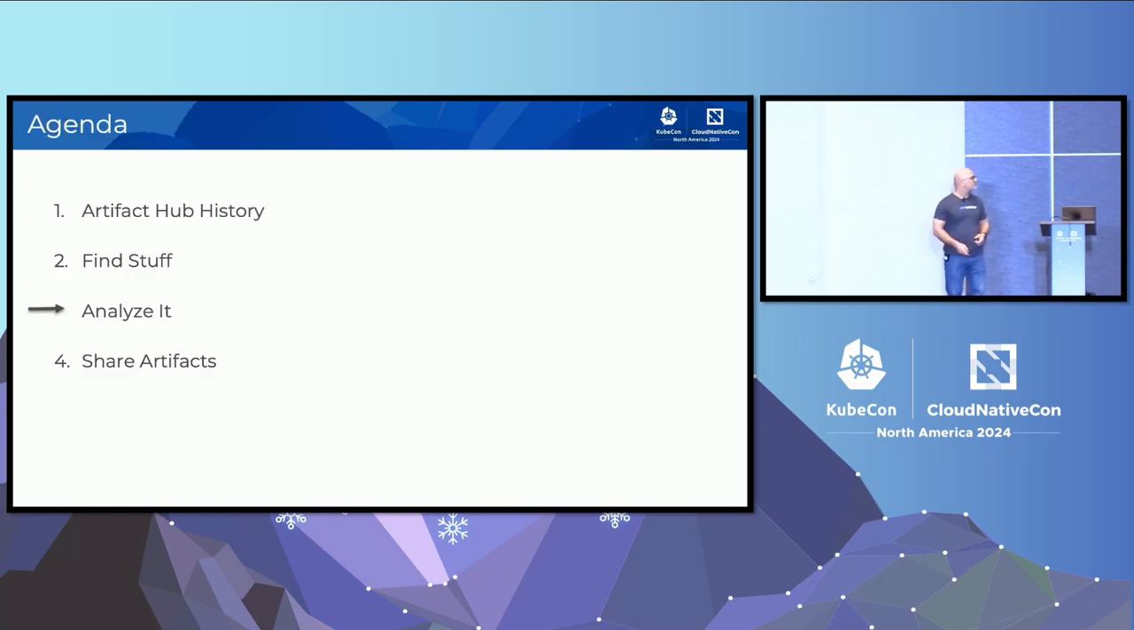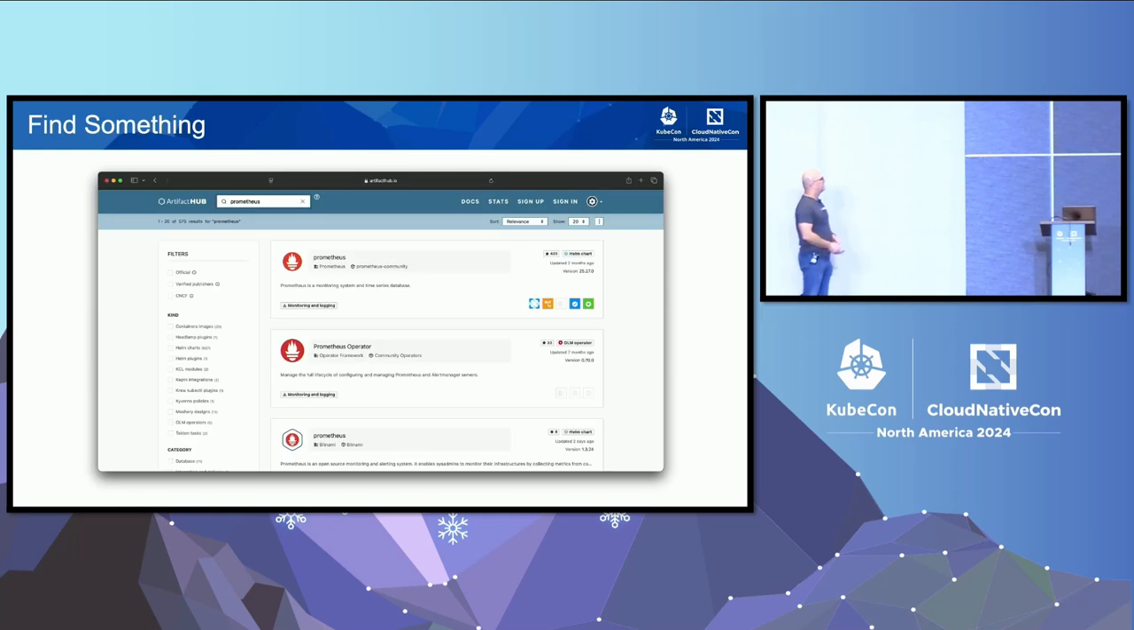All right. So let's look at analyzing it, because I think this is one of the powerful things about Artifact Hub. You've got these things you've discovered. How do you know? You've got five different ways of doing Postgres. How do you know which one you want to use? Which one you're going to trust? How can you tell? So let's look at that.